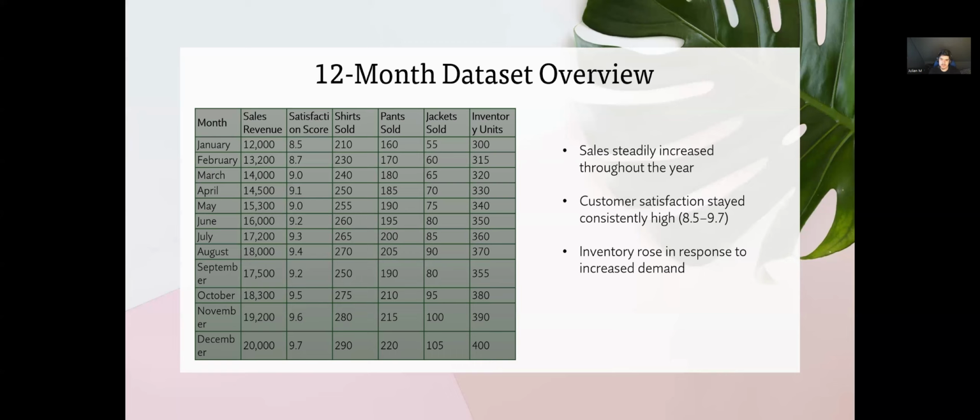Now, customer satisfaction stays pretty strong and consistent, which is telling us that eco fashion is keeping people happy even when the demand goes up. The shirts, pants, and jackets categories all behave differently across the year, and the company's inventory levels shift up and down based on what the customers are buying. Now, this dataset was the starting point for every stat method we used later on in this project.